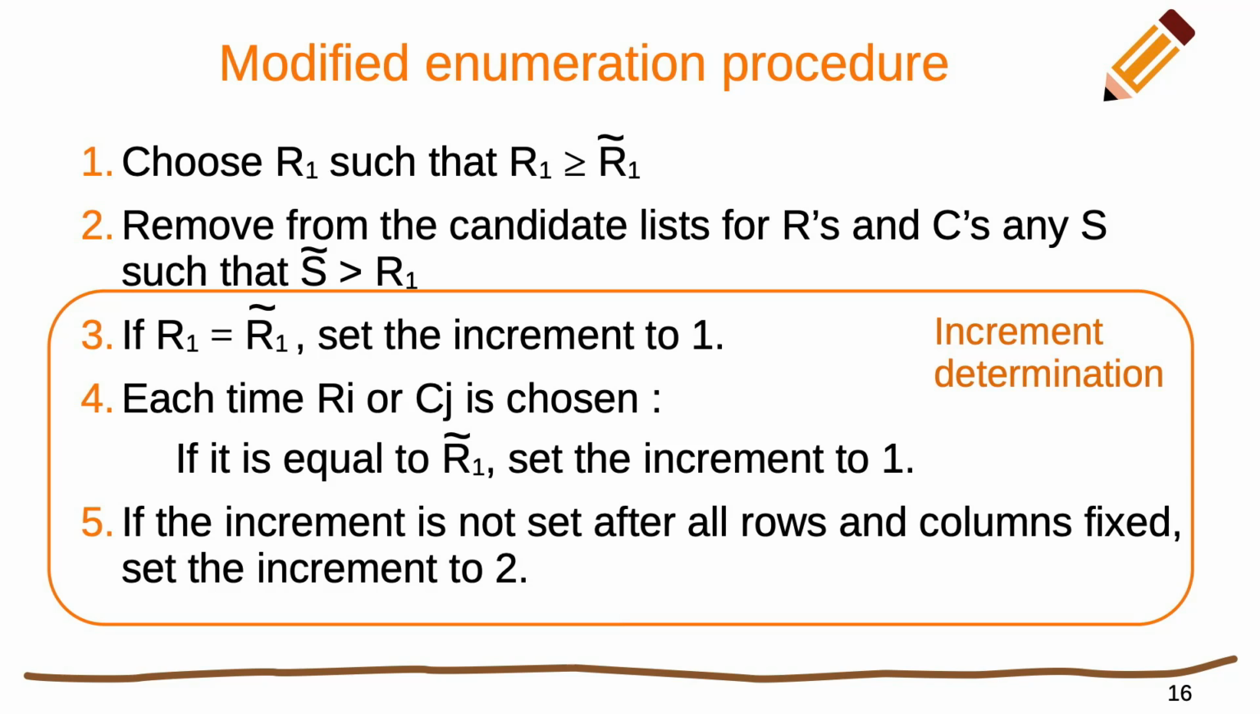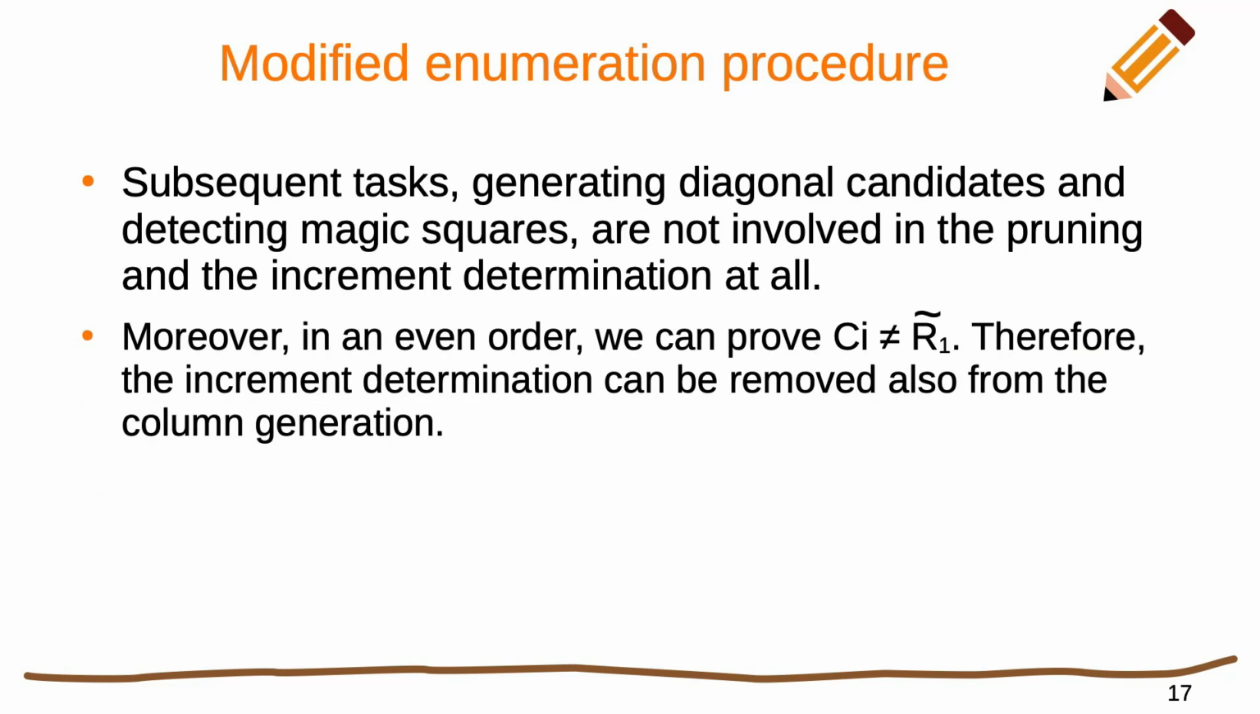Each time a row or column is chosen, check whether it is equal to R1 tilde. If it is, the increment is set to 1. If the increment is still undetermined after all rows and columns have been fixed, then the increment is set to 2. At this point of configuration generation, the pruning and the determination of the increment are completed, and the remaining tasks of generating diagonal candidates and detecting magic squares can be performed without any overhead.